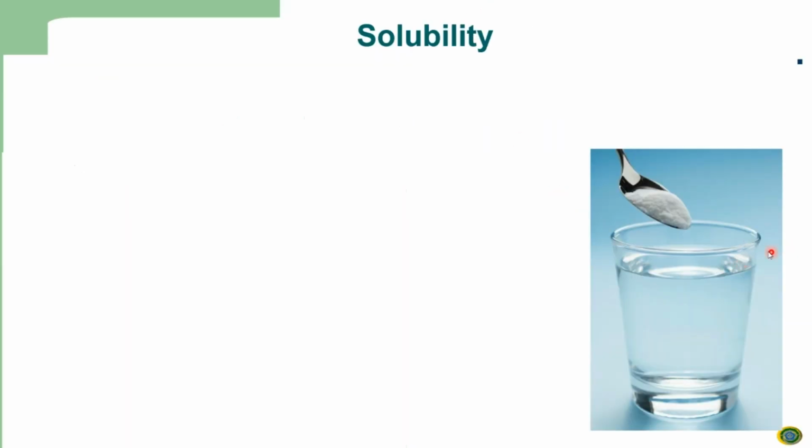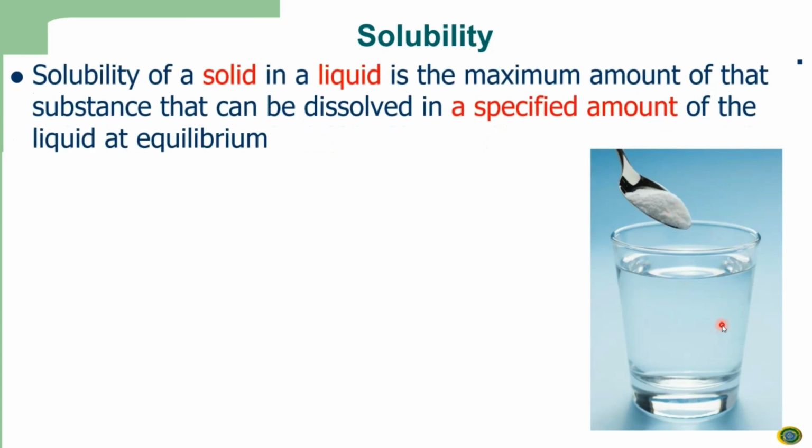So what is solubility? If you have a teaspoon of salt, and you put it into water, and you keep on putting salt into the water, the salt will dissolve, right? But eventually it will saturate, so no more salt can be dissolved because it has reached the maximum solubility. Okay, so the solubility of a solid in a liquid is the maximum amount of that substance that can be dissolved in a specified amount of the liquid at equilibrium.